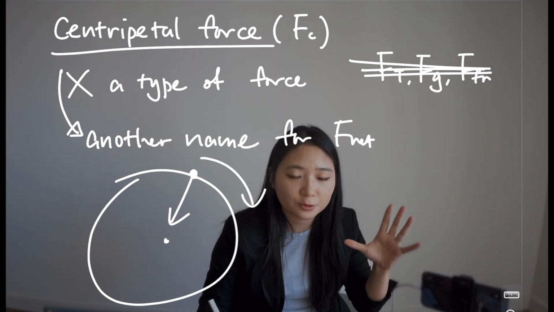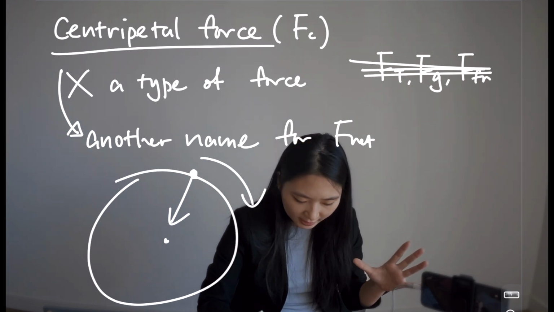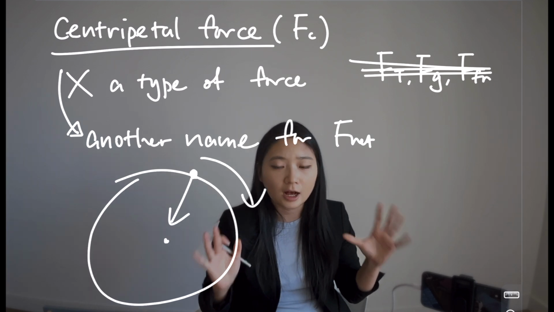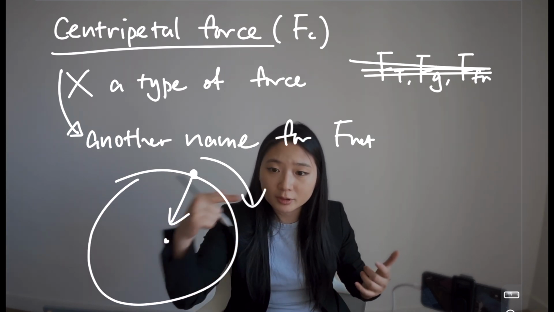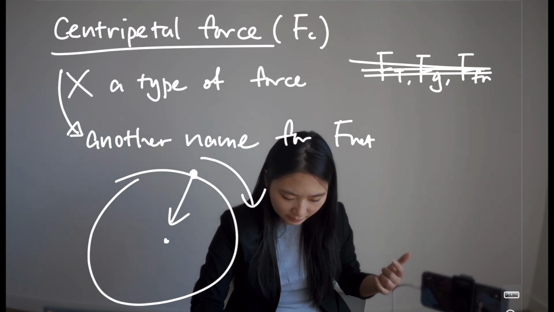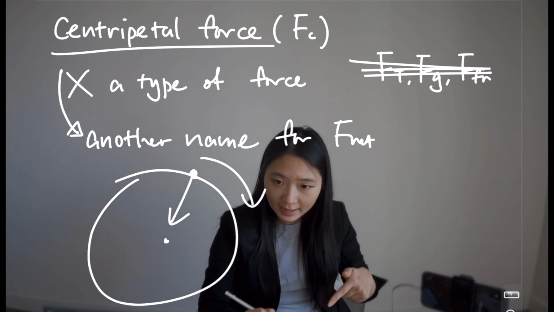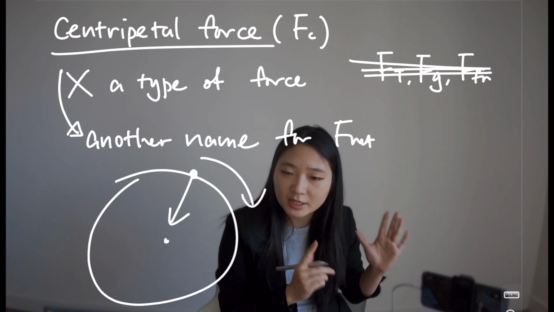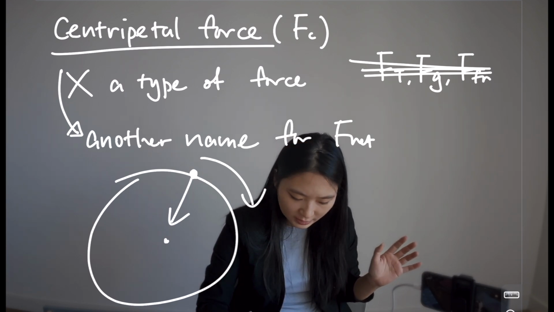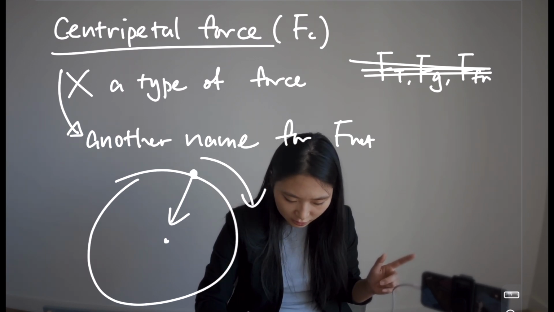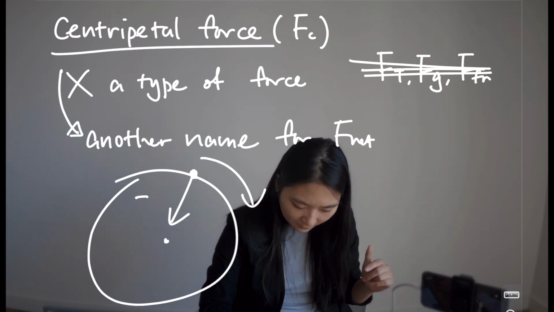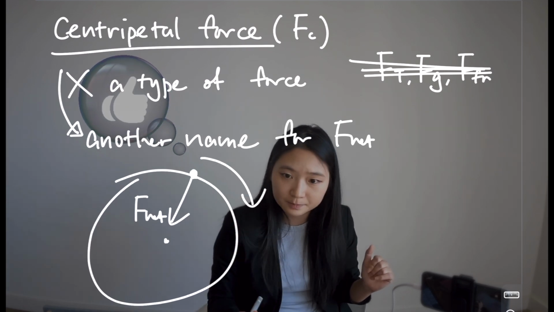We call it centripetal force because when it comes to circular motion, any object that goes through circular motion experiences a net force that points toward the center of the circular path. So because of that, we give it another name, a nickname called centripetal force. So let's say an object is right here going through clockwise circular motion. Then its net force is pointing toward the center.